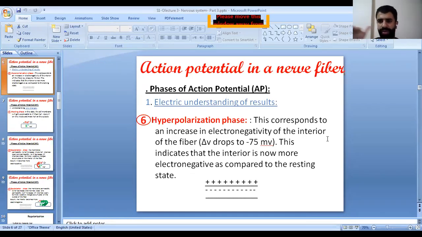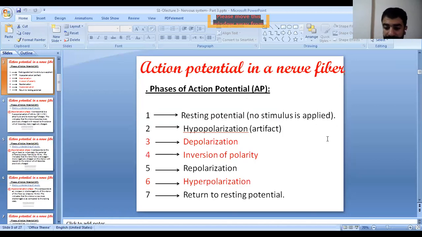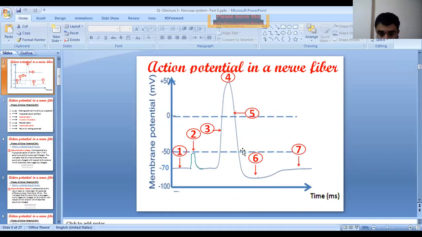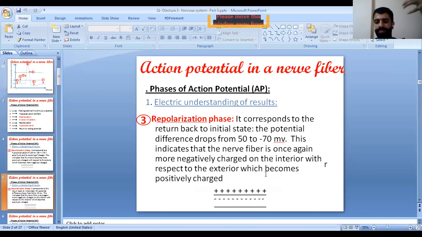The normal case of the resting is minus 70. Where it drops to minus 75, what does this mean? This means that the interior is now more electronegative compared to that of the resting. So it's more negative compared to the resting, which is minus 70. That's why in phase number 6, we drop below minus 70, below the resting potential. So here it's called hyperpolarization. It's negative more than the usual.